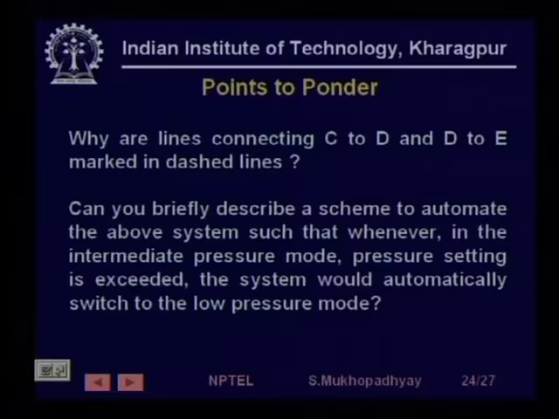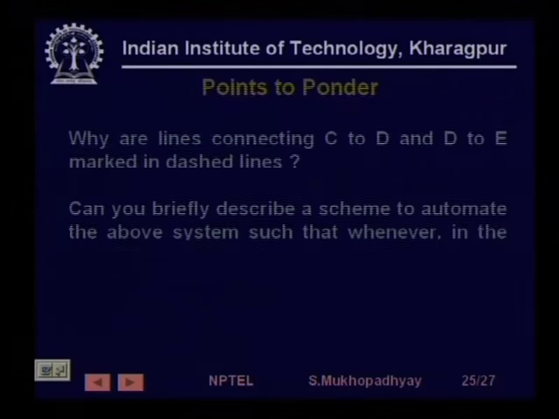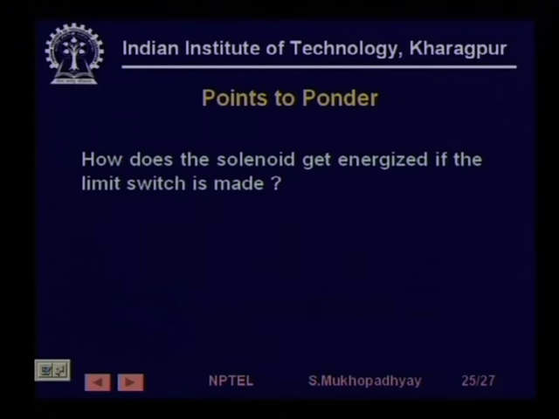For example, I have given one. Can you briefly describe a scheme to automate the above system such that whenever in the intermediate pressure mode the pressure setting is exceeded, the system would automatically switch to the low pressure mode? Previously, it was being done manually, as shown there. So you can devise some control mechanism by which it will sense the pressure and switch. How does the solenoid get energized if the limit switch is made?